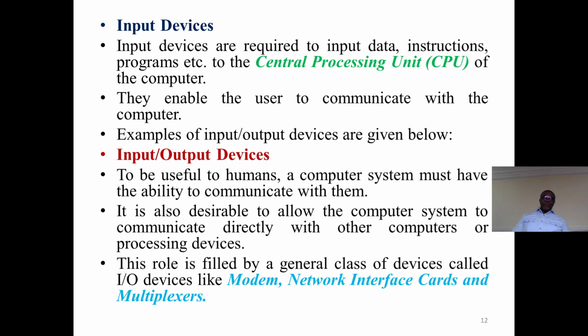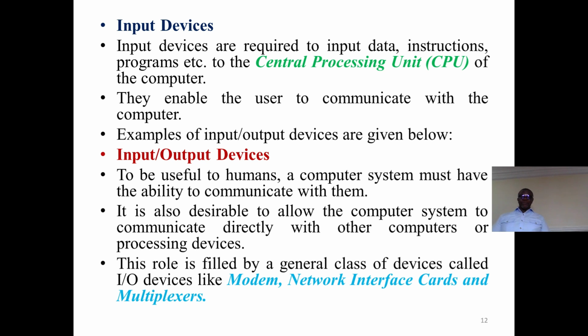Input devices are required to input data, instructions, and programs to the central processing unit of the computer. They enable the user to communicate with the computer. Examples of input and output devices are given below. For the computer to be useful to humans, the system must have the ability to communicate with humans. It is also desirable to allow the computer system to communicate directly with other computers or other processing devices.